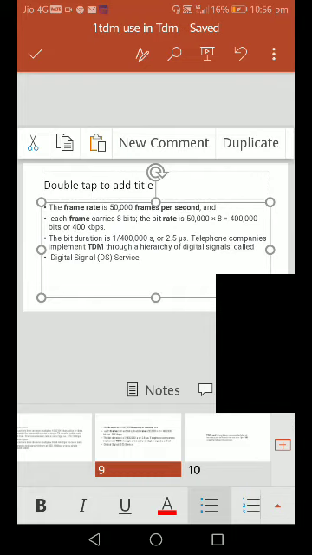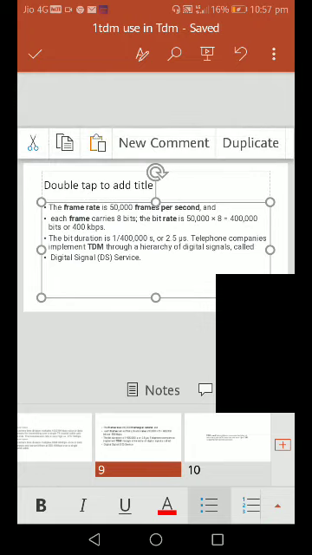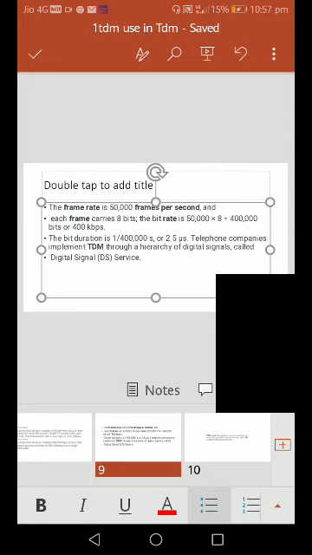Many telephone companies have implemented time division multiplexing through a hierarchy of digital signals called digital signal services. Many companies, such as Airtel, BSNL, MTNL and Idea, and all networks implement these techniques. That technique is time division multiplexing.